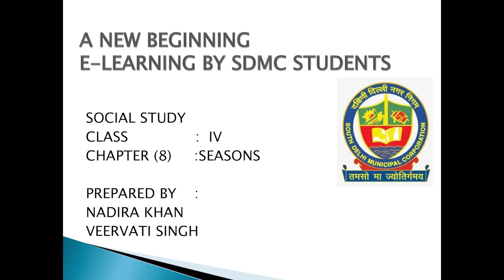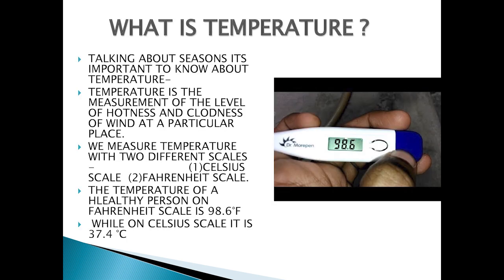Today we will study chapter 8, Seasons of Hamara Bharat, class 4th. But talking about seasons, it is very important to know about temperature. Listen very carefully. Temperature is the measurement of the level of hotness and coldness of wind at a particular place. Students, we measure temperature with two different scales. One is Celsius scale and the other is Fahrenheit scale.